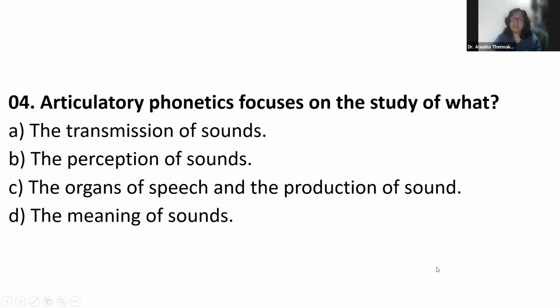Articulatory phonetics focuses on the study of what? That is about the organs of speech and the production of sounds. Yeah, your answer is correct. Answer C is the correct one. Next one.